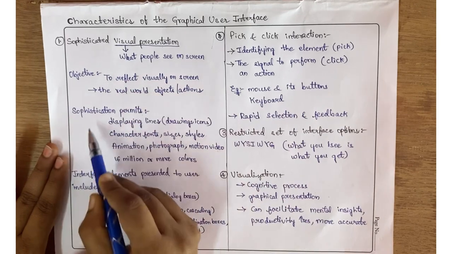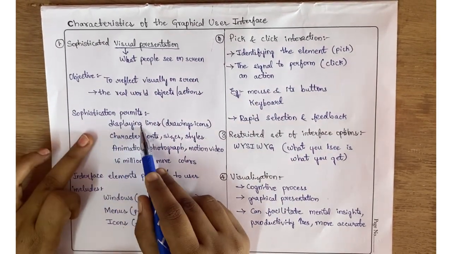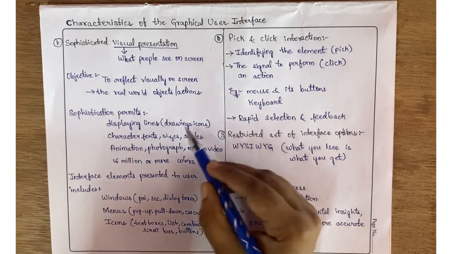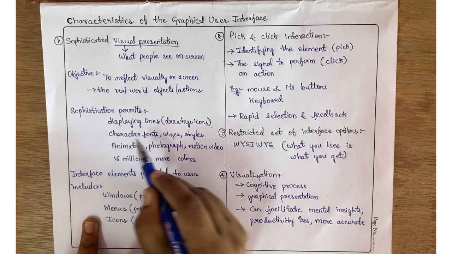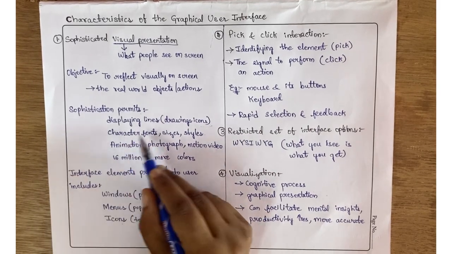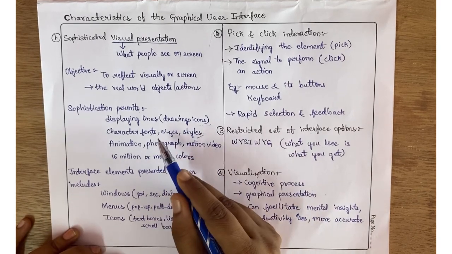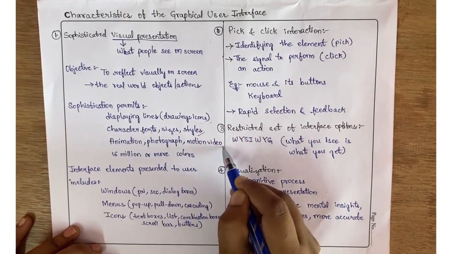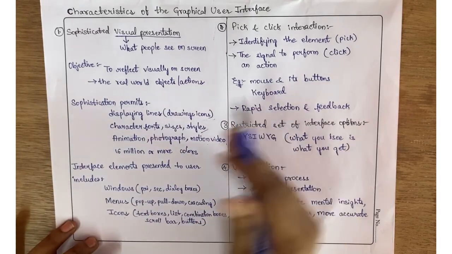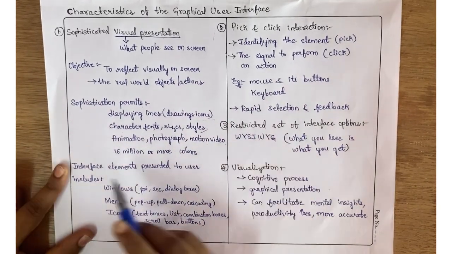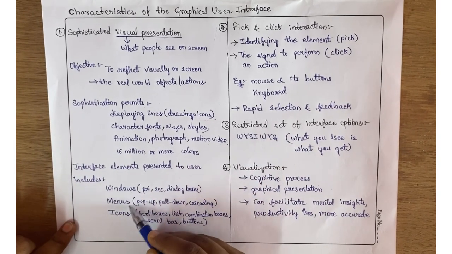And so this sophistication, now this word sophistication, it permits displaying of lines, which includes different drawing things, icons and all, and it also supports a wide variety of character fonts, sizes and styles, and it also allows for animations, which includes photography, motion video and all, and it also permits 16 million or more colors on a screen itself. And the interface elements presented to the user include windows, menus and icons.